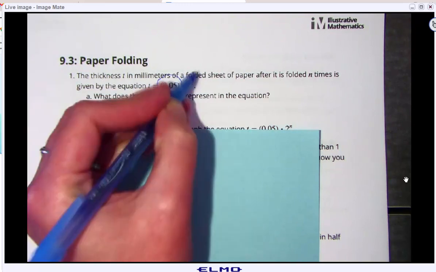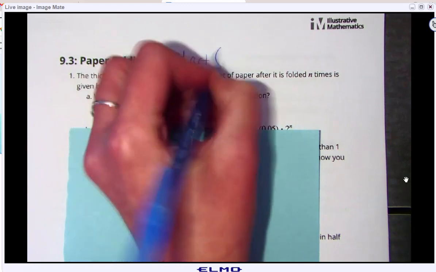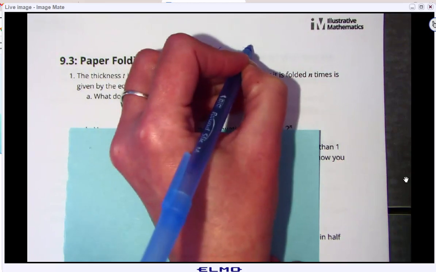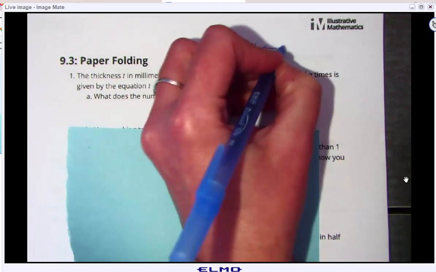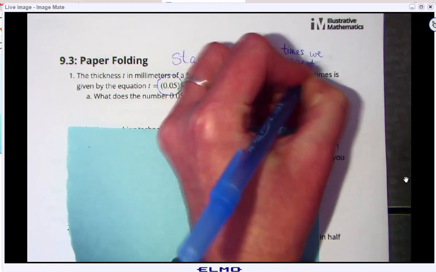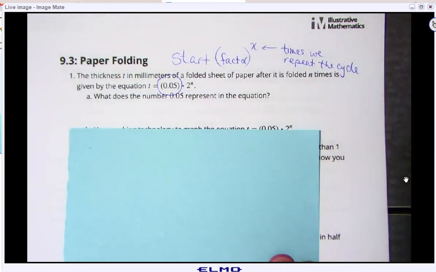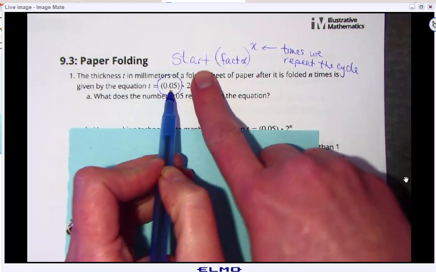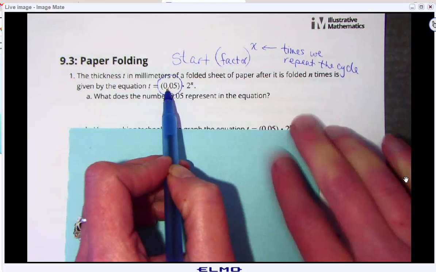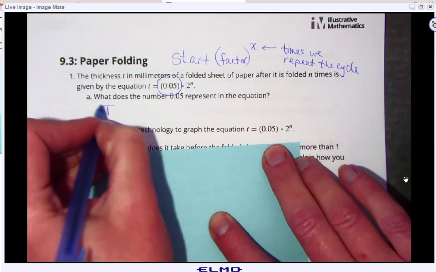We've seen our format of what these look like, where we have our starting value times our multiplier, also known as our factor, raised up to an exponent for how many times we repeat it. That's like how many times we repeat the cycle. In our format, we have each of those parts, and the 0.05 is telling us our starting value.